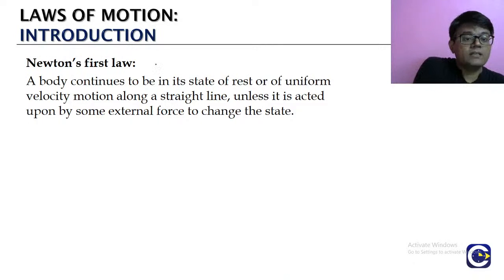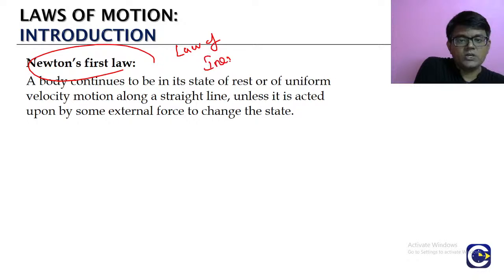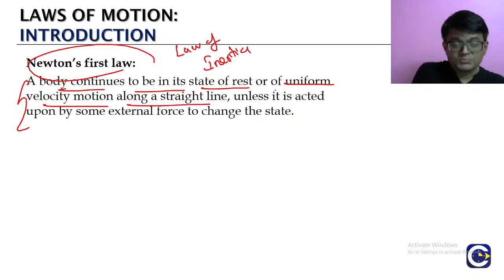This is also, by the way, called the law of inertia. What is this? A body continues to be in its state of rest or uniform velocity motion along a straight line. Because if the velocity is uniform or constant, it will neither change its direction nor change its magnitude, which means it will continue to move in a straight line. That is why we are adding the words straight line.